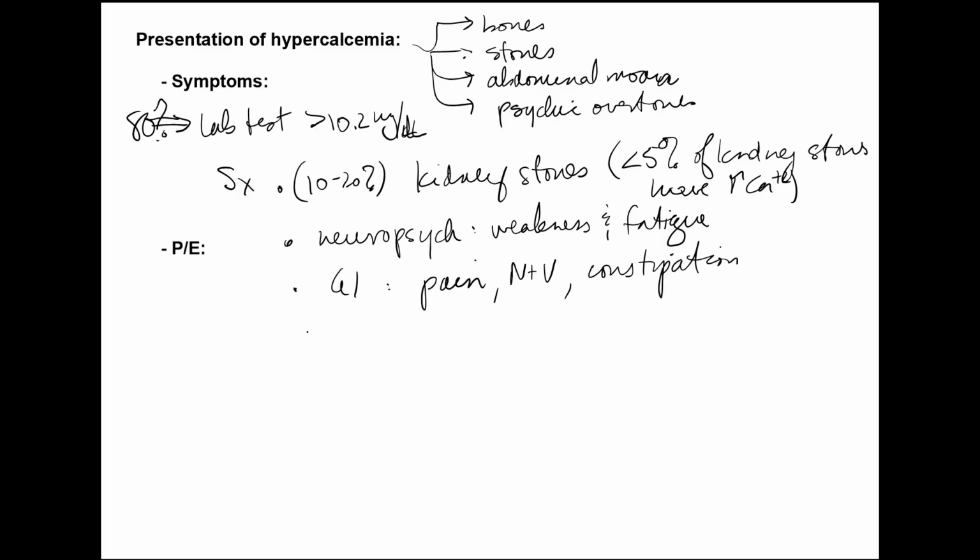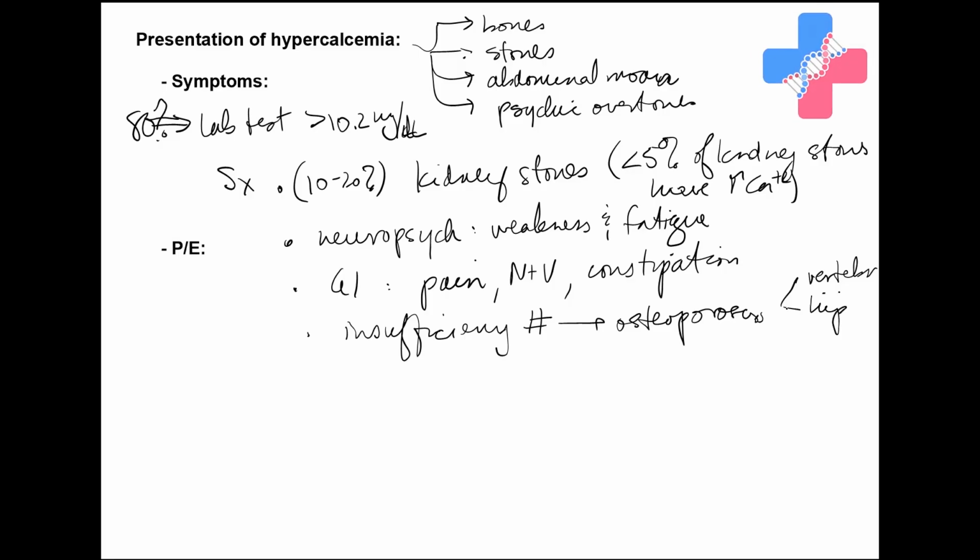And last can be an insufficiency fracture due to the osteoporosis from sustained PTH. The three classic osteoporosis fractures are compression fracture of the vertebra, fracture of the hip, and then the Colles fracture of the distal radius. The physical exam is really non-contributory in hypercalcemia.